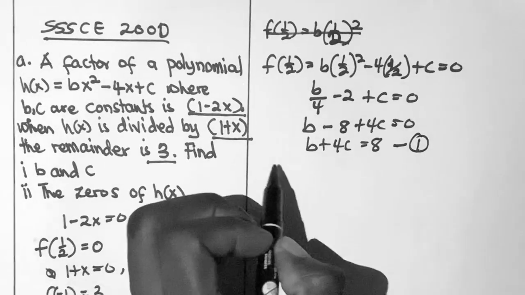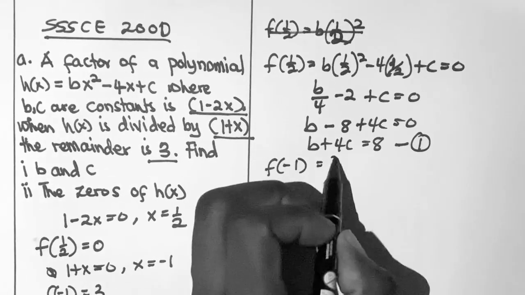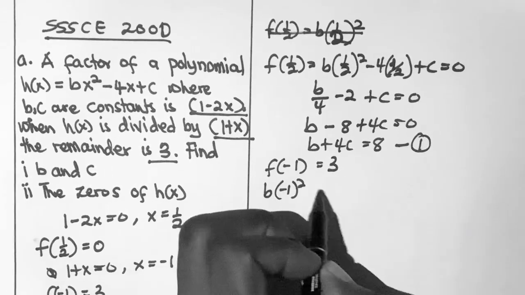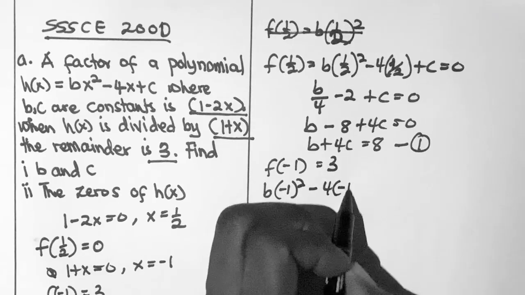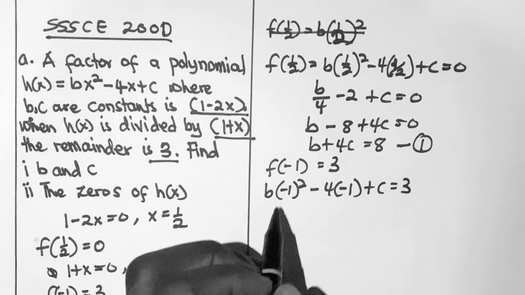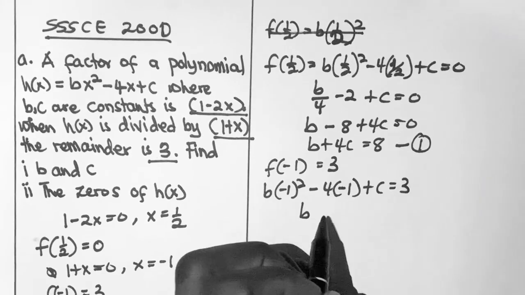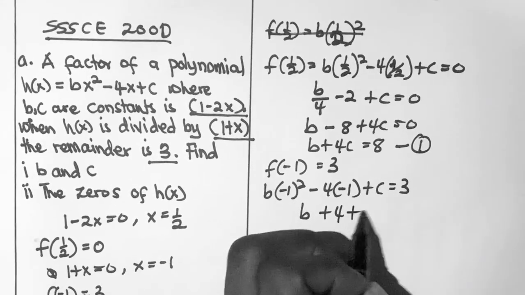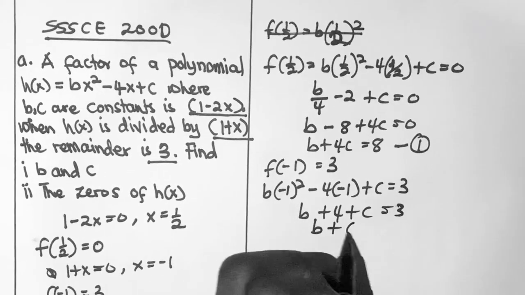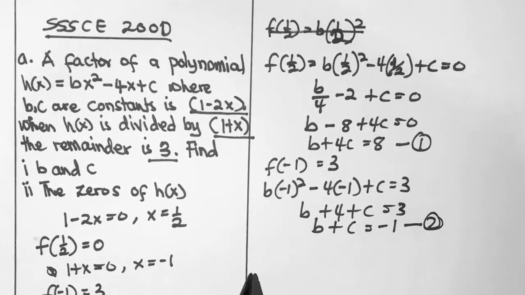Then now let's find h of minus 1 equals 3. So it becomes b times minus 1 squared, then minus 4 times minus 1 plus c equals 3. So minus 1 squared is 1. 1 times b is b. Then minus 4 times minus 1 is plus 4. Then plus c equals 3. So from here you can see that b plus c is equal to 3 minus 4, which is minus 1. So this is our equation 2.